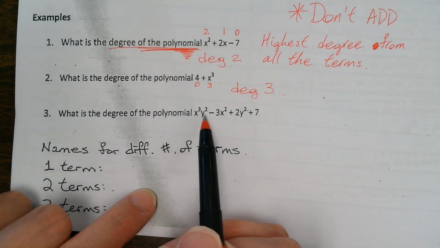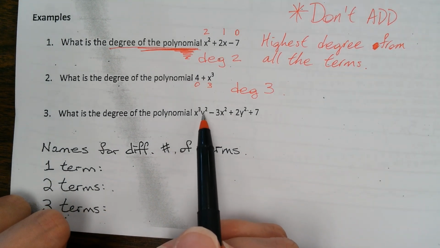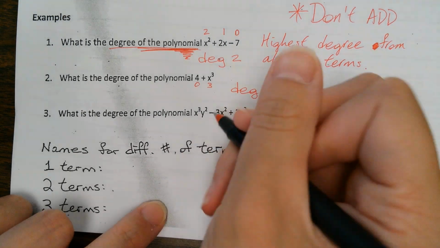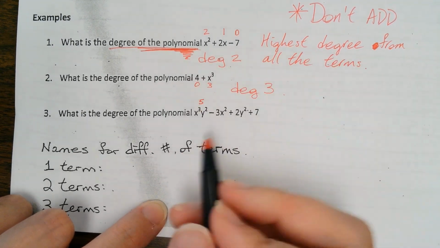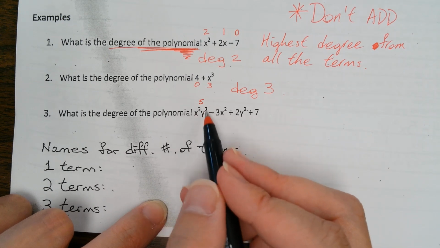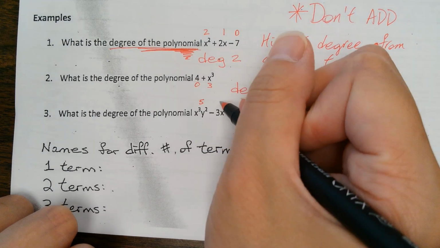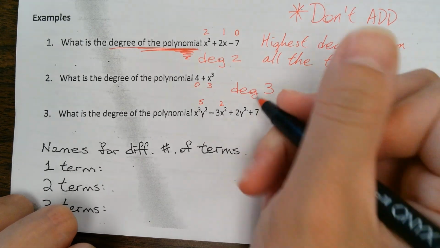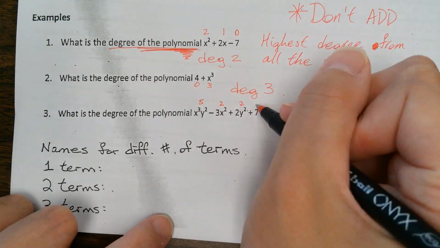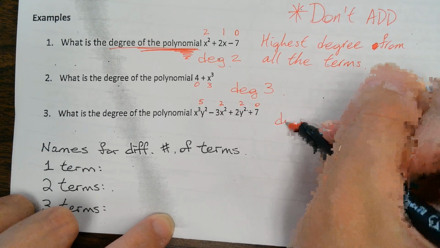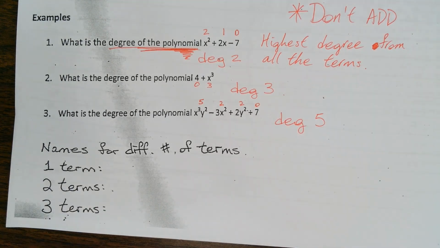Okay, what is the degree of this term right here? 5. So that's when I add the exponents, because this is all one term. What is the degree of this term? 2. What is the degree of this term? What is the degree of this term? So overall degree? 5. That's right.